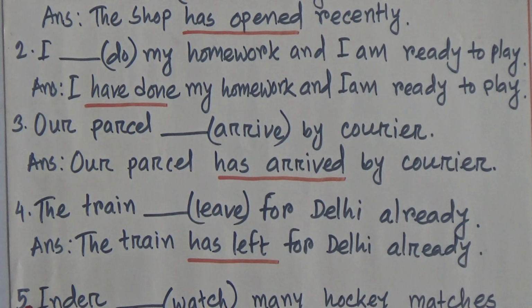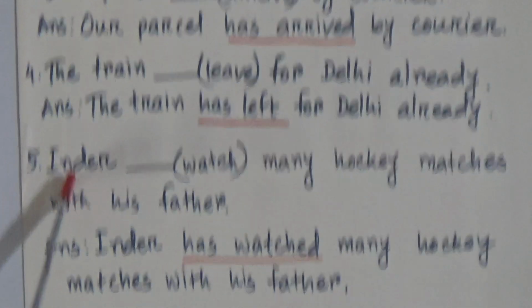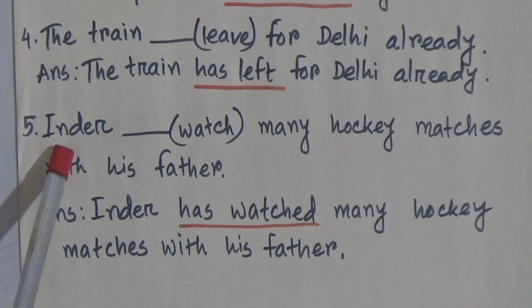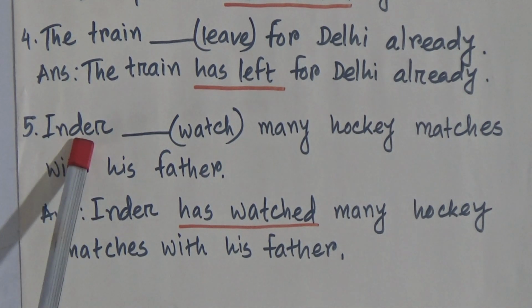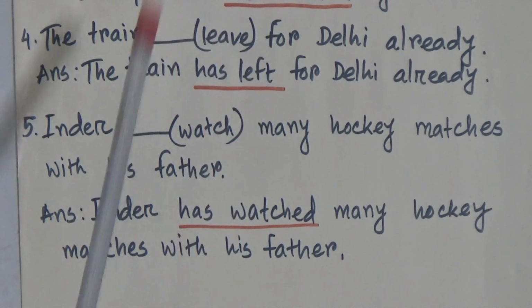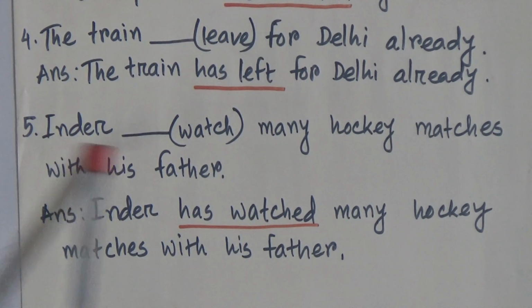Number 5, Inder. Inder is a name. Name is also third person singular number. Although this is singular, we have to use a singular auxiliary verb. First of all, we will go through the sentence.